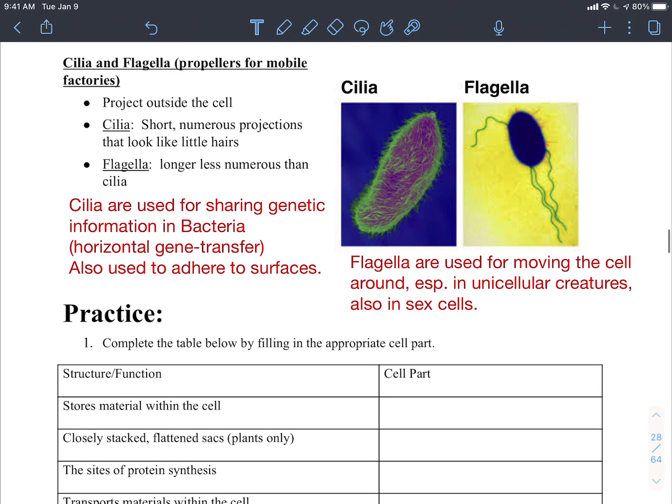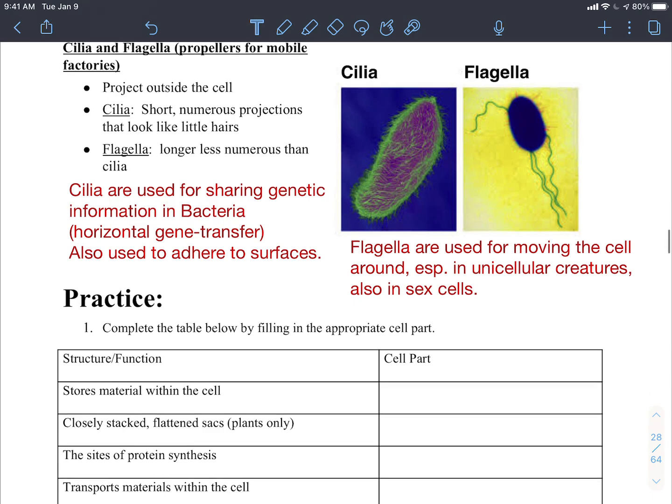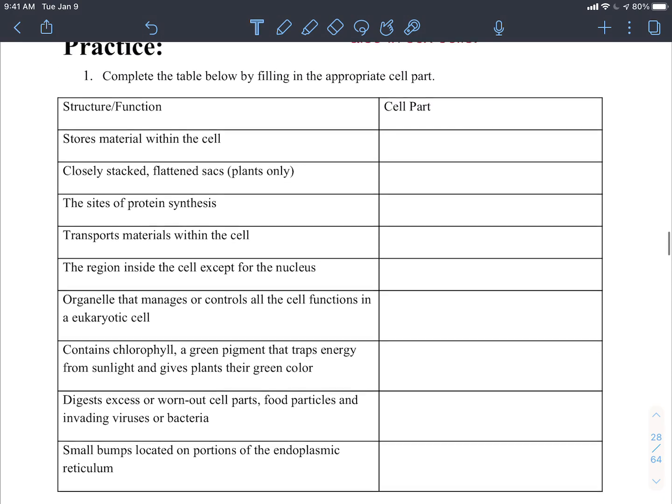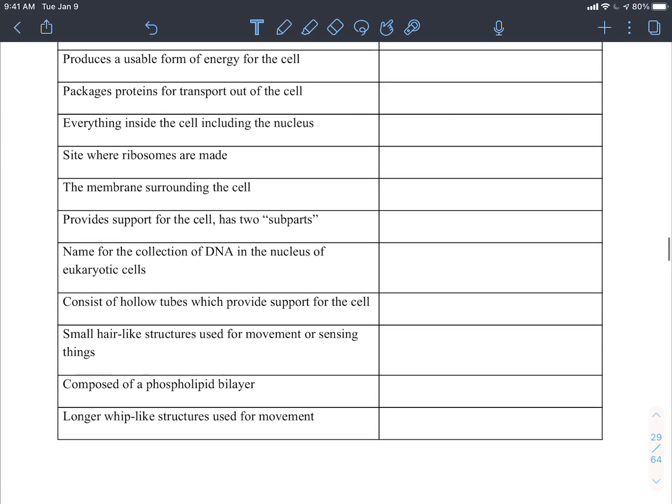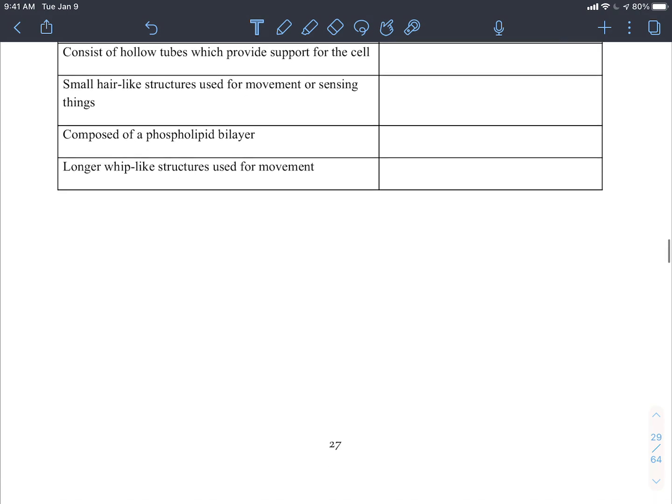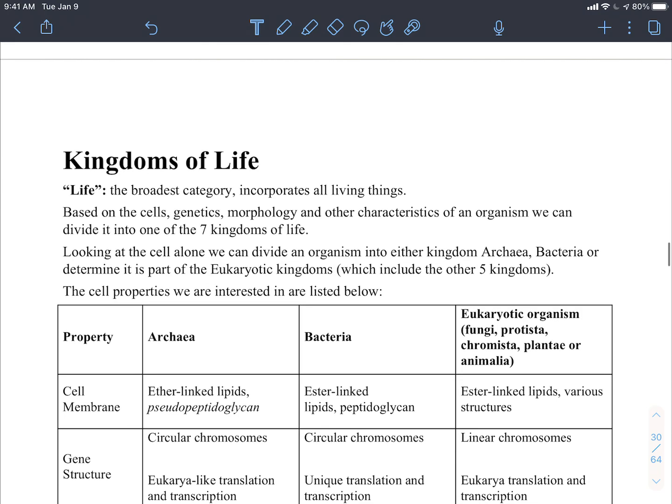All right, hopefully you found that enlightening and interesting. If not, we're almost done with cells anyway, so we'll get back into something else in the next video. Please try to get a look at this practice. If you need to, you might have to go and do a little bit of research. And then we will come back and talk about the kingdoms of life and some of the things that we learned there.